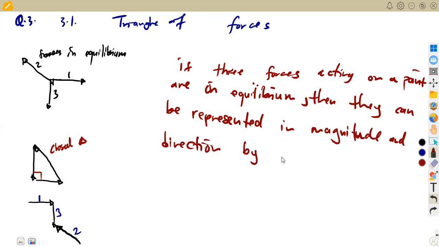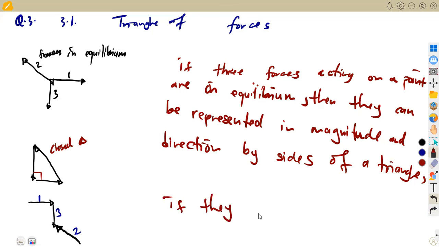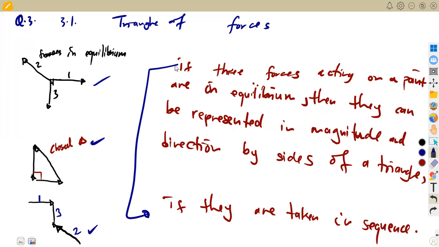They can be represented by the sides of what? A triangle. All right, so that is the condition that you are going to have there. But it must be if they are taken in sequence now, all right? If they are taken in sequence. That is how we could have explained it in form of diagrams. Then we explain what is happening.